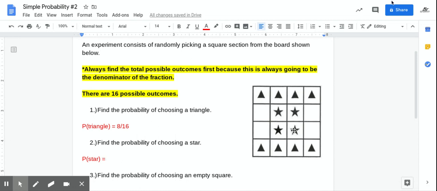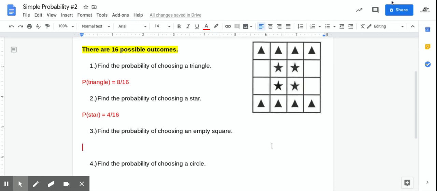1, 2, 3, 4. So I have 4 chances to pull out a star, so 4 goes in my numerator. Draw the slash for your fraction bar, and your denominator again is your total possible outcomes, which is 16. Okay, so the probability of choosing a star is 4/16.